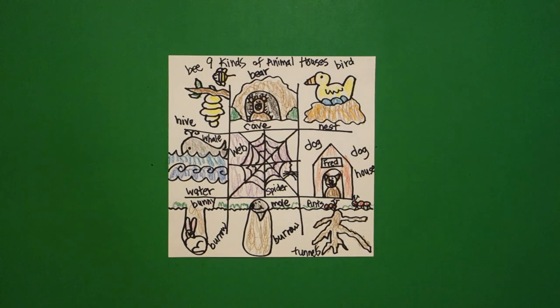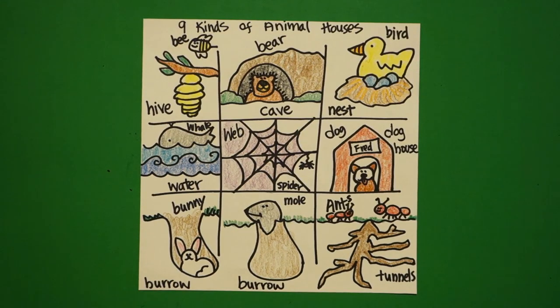Okay? All right, let's see what this looks like all colored in. Okay, here are 9 kinds of animal houses that you can find.